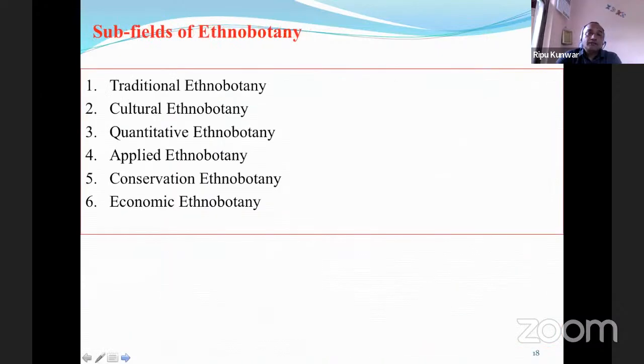So these are the subfields. Besides the components, we could also talk about what the subfields in ethnobotany are and what fields we could research. I came across 6 subfields of ethnobotany: traditional, cultural, quantitative, applied, conservation, and economic ethnobotany. So besides traditional ethnobotany, we could also do cultural, quantitative, applied, or economic ethnobotany. These are the things we could accommodate in ethnobotany.